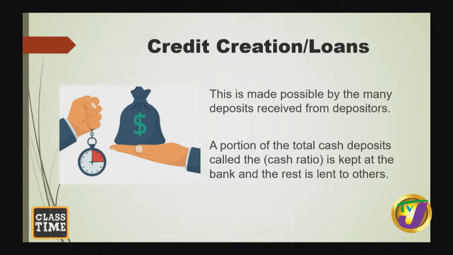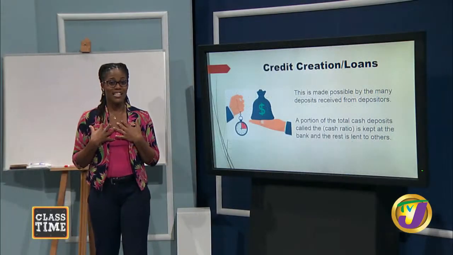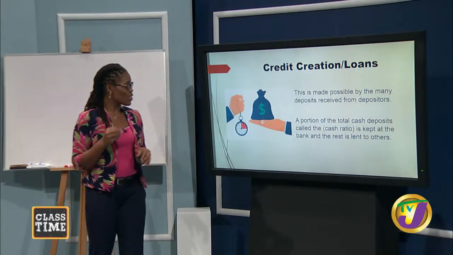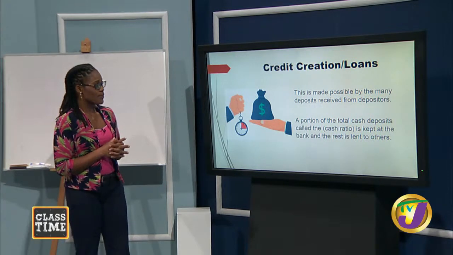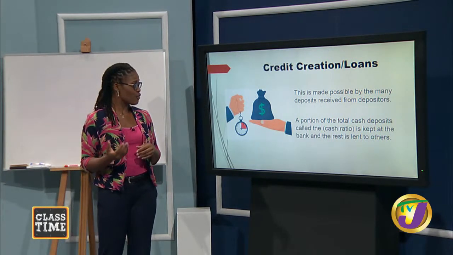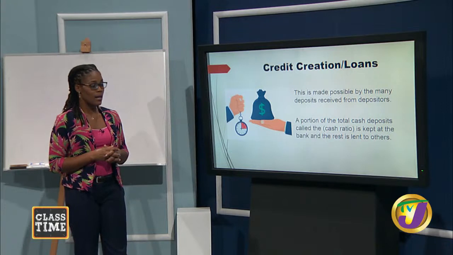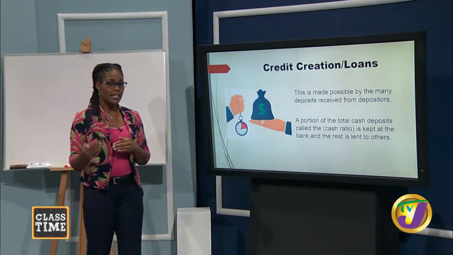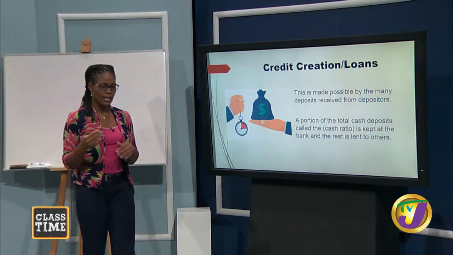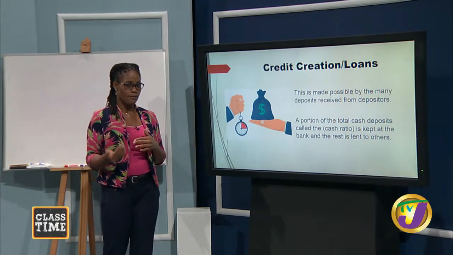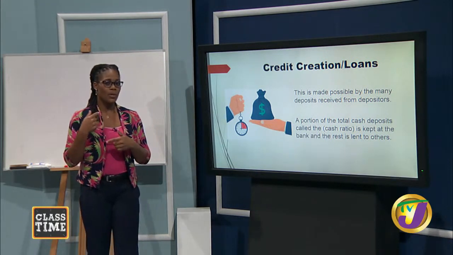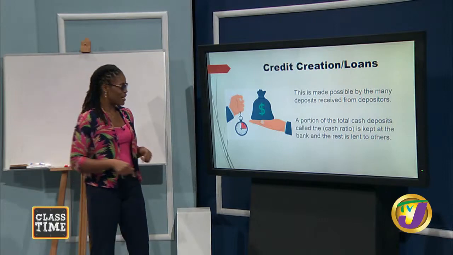So all the depositors' money goes into a pool. So it's possible that because you have some money in your account, I am able to get a loan, right? Now, a portion of the total cash deposits that is referred to as the cash ratio is kept at the bank, and the rest is lent to others. And of course, you remember that if you access a loan, you pay back with what? Interest, right?